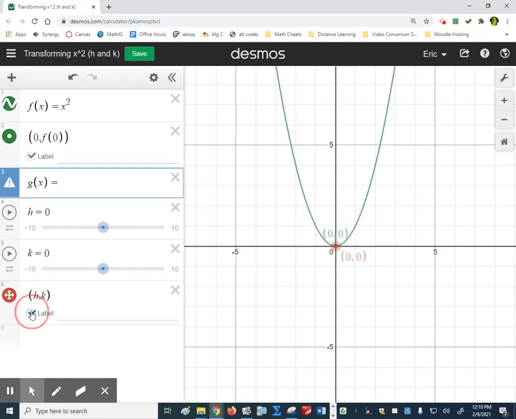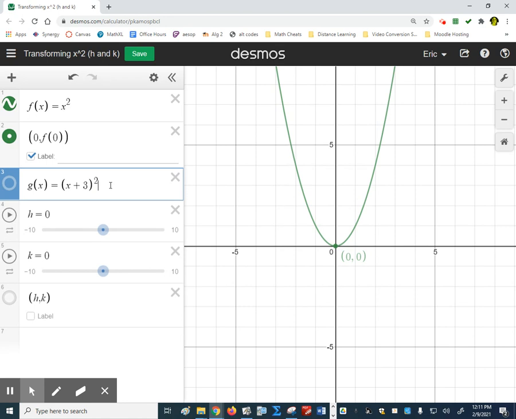Okay, so this time we've got our parent function f of x equals x squared, right? That made a parabola, didn't it? Okay. I'm going to make a new function here. G of x equals the quantity x plus 3 squared minus 4. I want you guys to tell me, what do we do there?